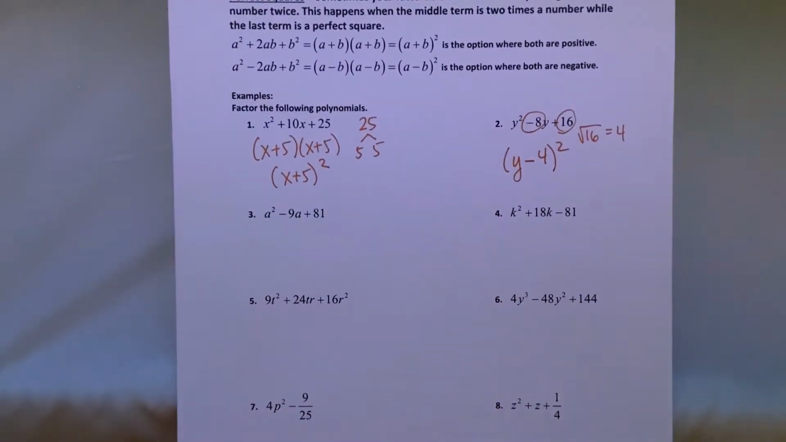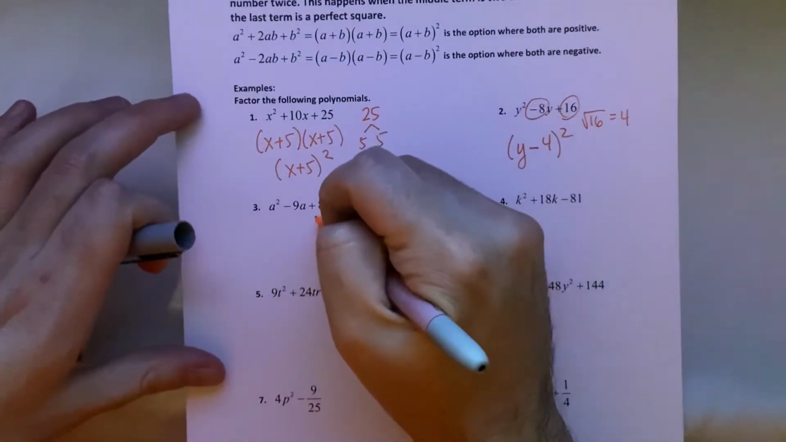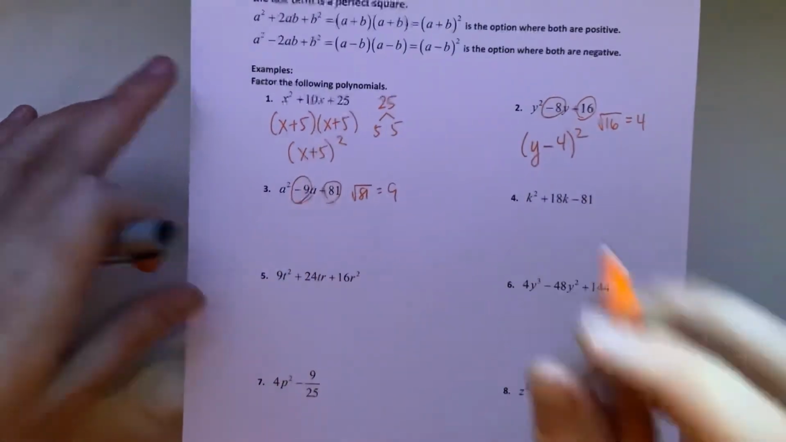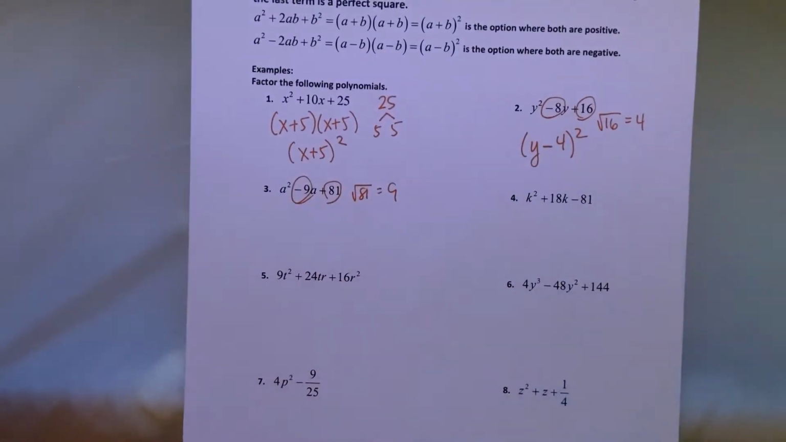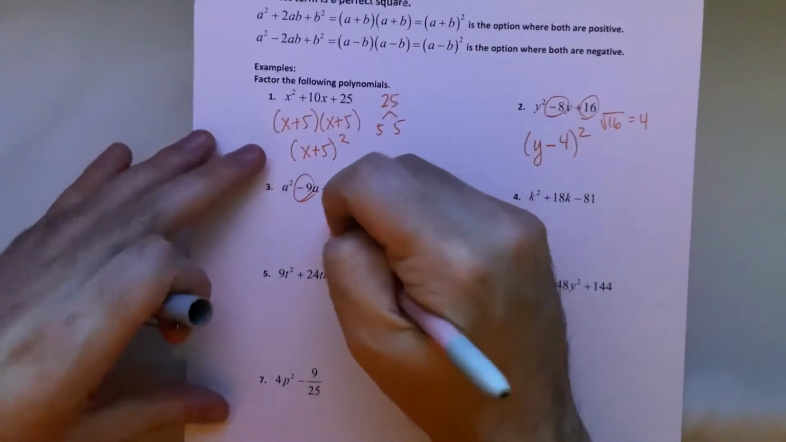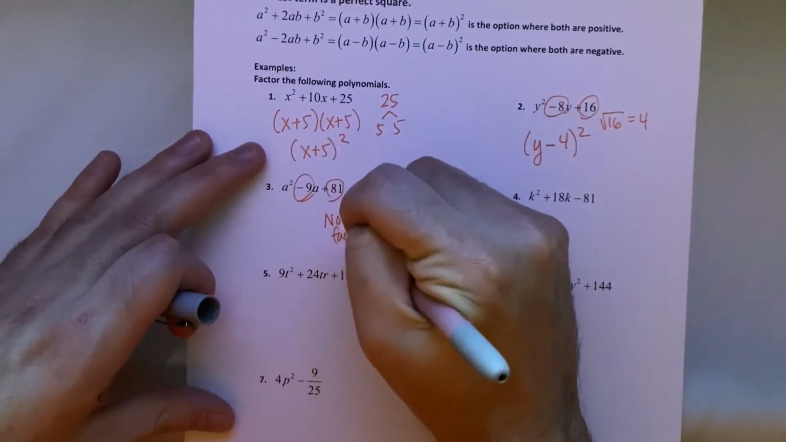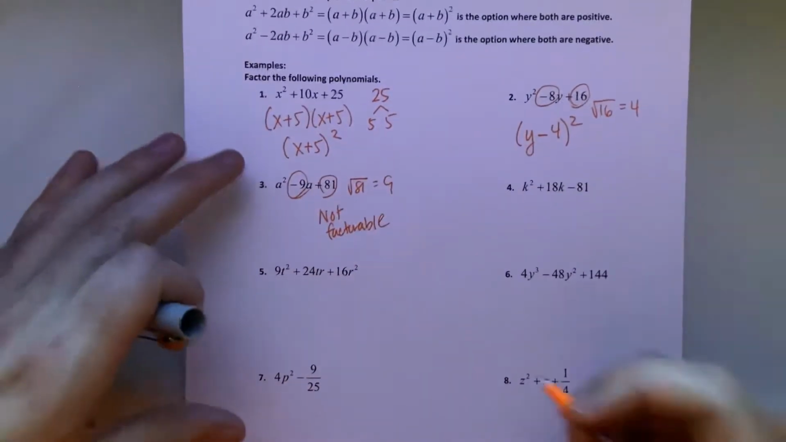I don't think that's that easy for most people to remember, but if you want to try it, go ahead. I think you're more likely, though, to mess it up. Now, the only way this works, what's the square root of 81? 9, but this needs to be double the 9. If it's not double the 9, it's not a perfect square. So this one's actually not factorable. It needed to be an 18 and not a 9.